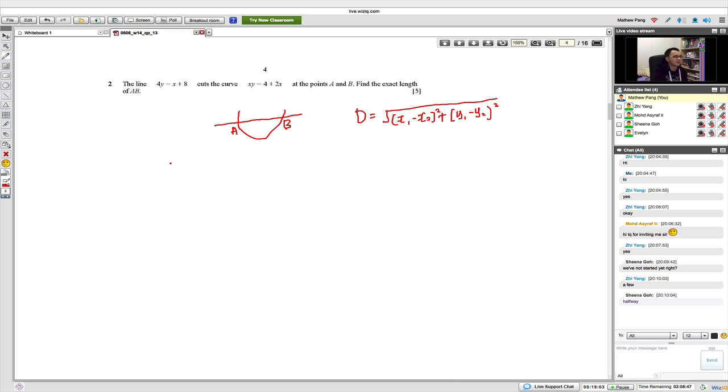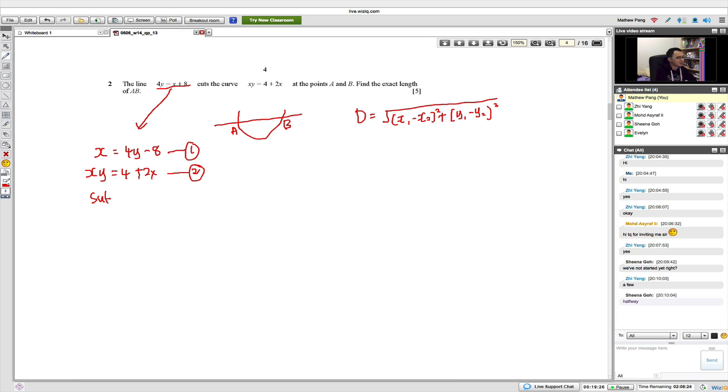I want to find A and B first, so I will do some substitution. Maybe I will make x the subject, it will look easier. x equals 4y minus 8. This is my first equation. Then this is my second equation: xy equals 4 plus 2x.